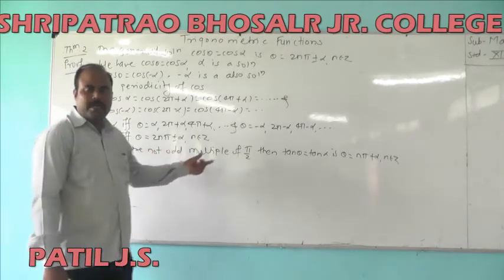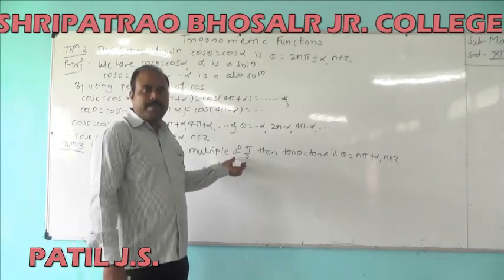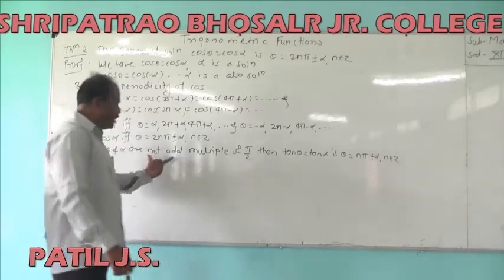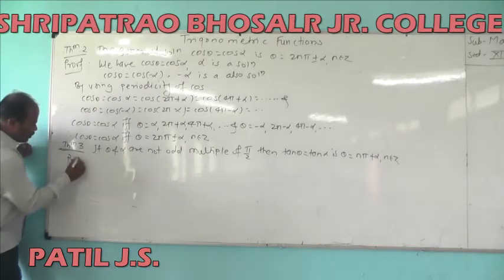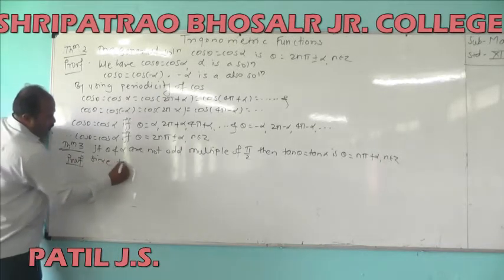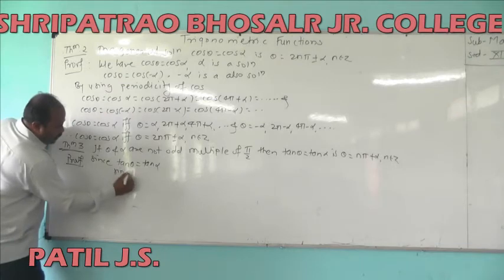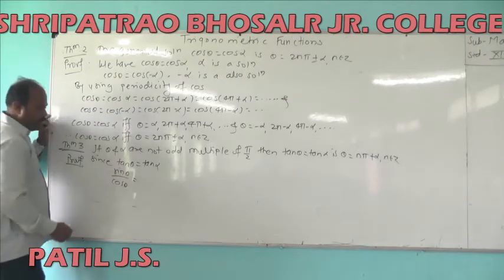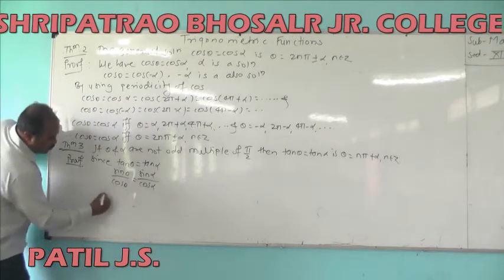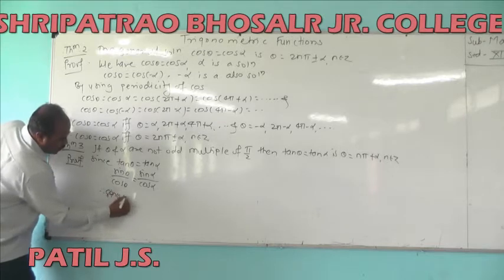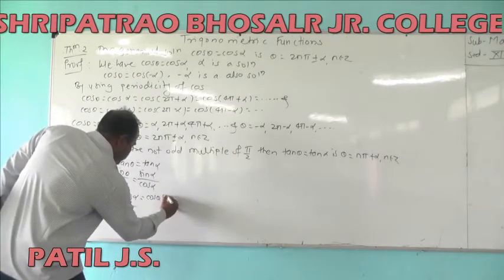Tan of pi by 2, tan 90, tan 3 pi by 2, tan 5 pi by 2 are infinity, because the condition is not an odd multiple of pi by 2. Since tan theta is equal to tan alpha, and we know that tan means sin upon cos, sin theta divided by cos theta equals sin alpha divided by cos alpha. Cross multiplying, sin theta into cos alpha is equal to cos theta into sin alpha.